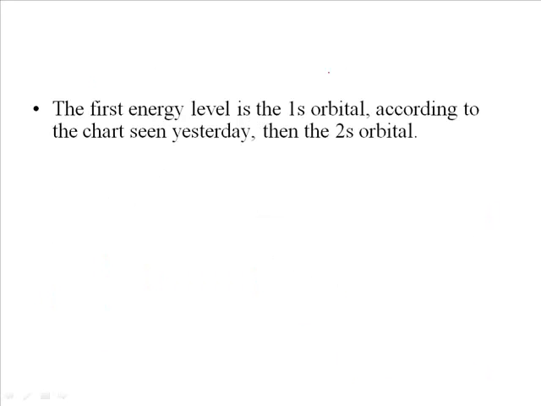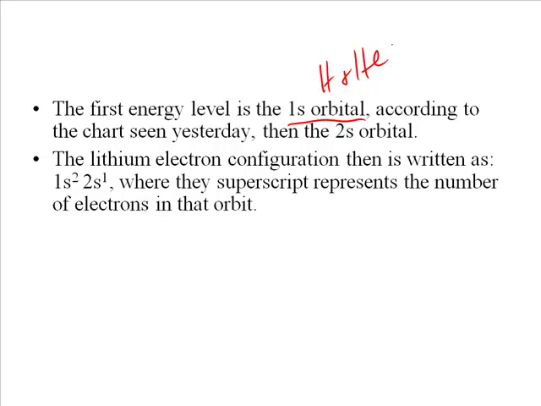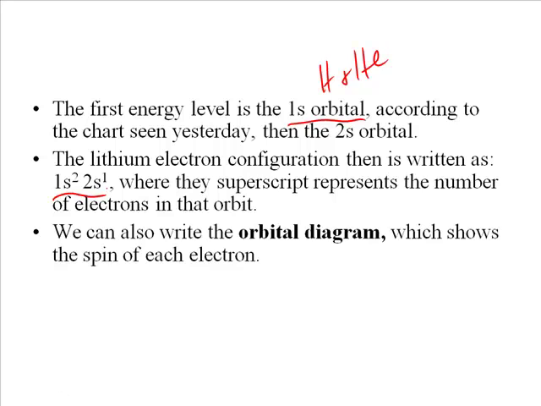Okay, so the first energy level, as we saw, is the 1s orbital. And again, that's hydrogen and helium. And so we just start filling them in. So we've got 1s2, 2s1.